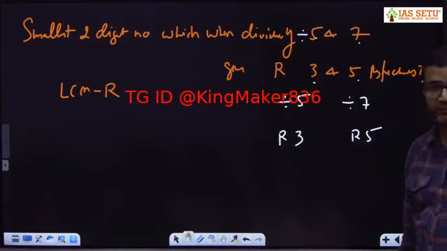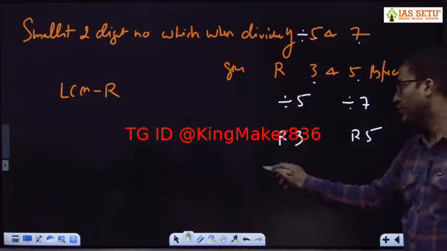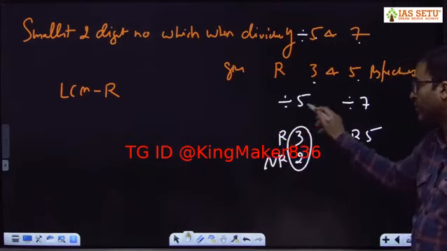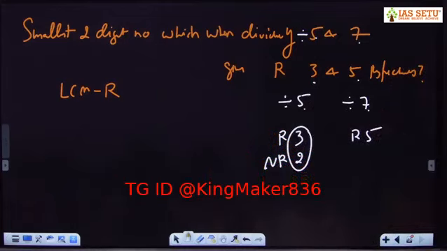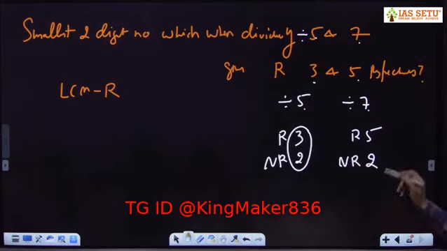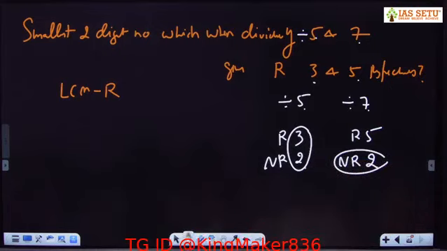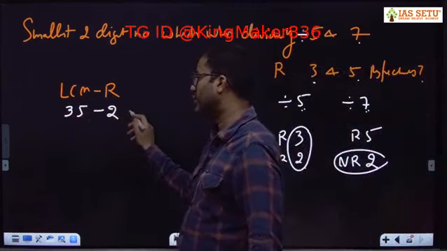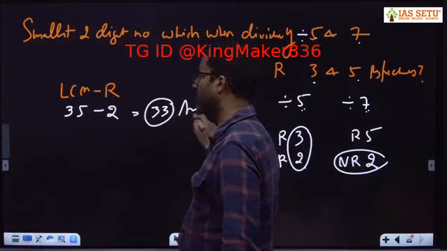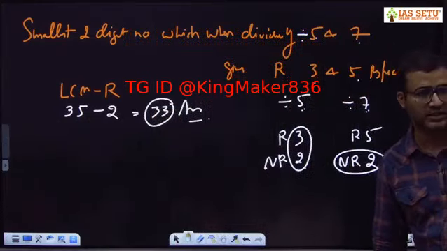Now when your divisor is 5, step number 2. If your positive remainder is 3, what about the negative remainder? 2. Negative remainder 2, क्योंकि इनका total divisor के बराबर होता है. When you divide a number by 7, if your positive remainder is 5, what is your negative remainder? 2. So your negative remainder is the same. So what will help you? LCM plus R or LCM minus R? Minus R. What is the LCM of 5 and 7? 35. What is your negative remainder? 2. So you can check, your required number is 33. कोई तुक्का मारने की जरूरत नहीं, सिंपल आंसर है LCM minus R.